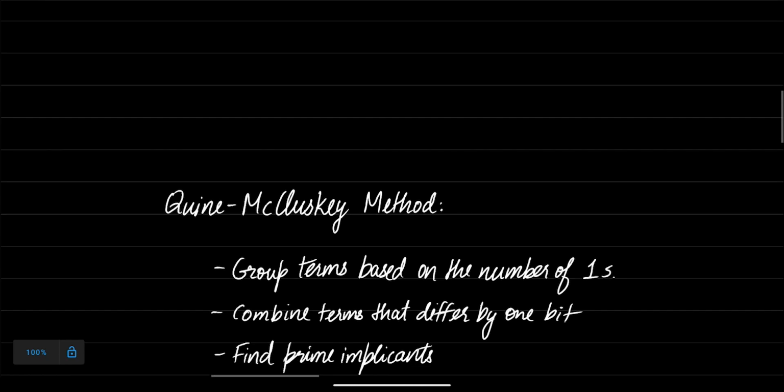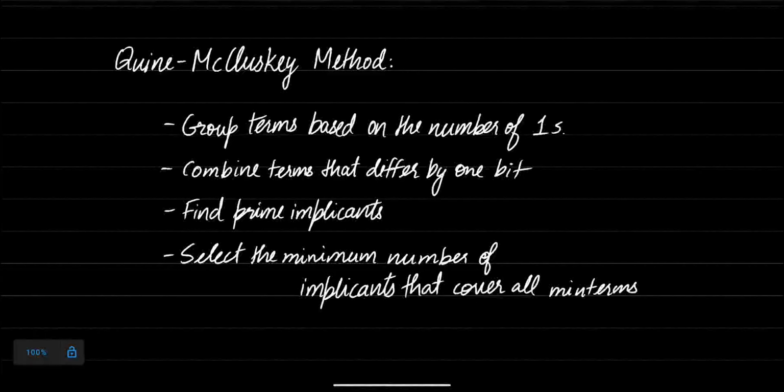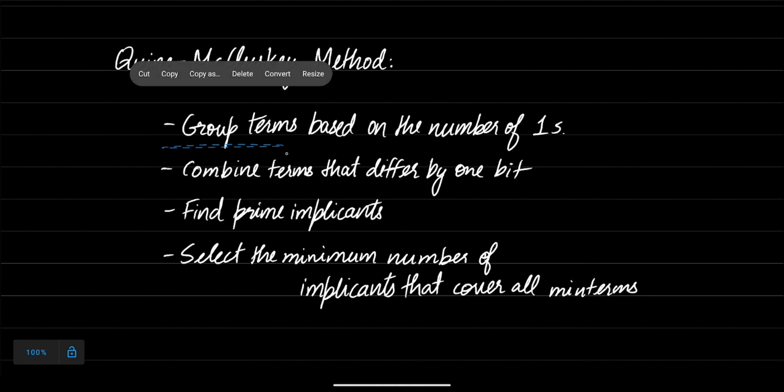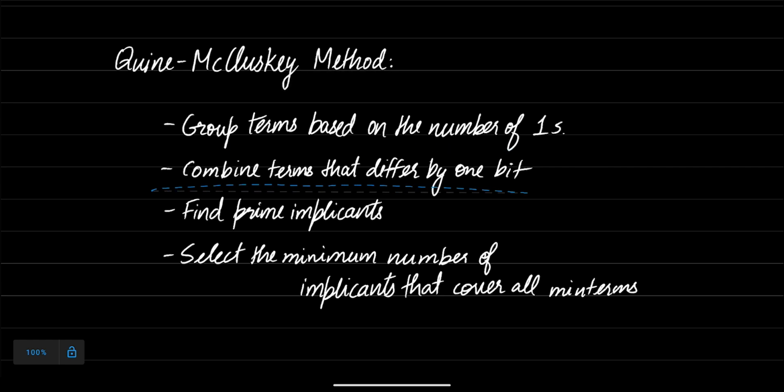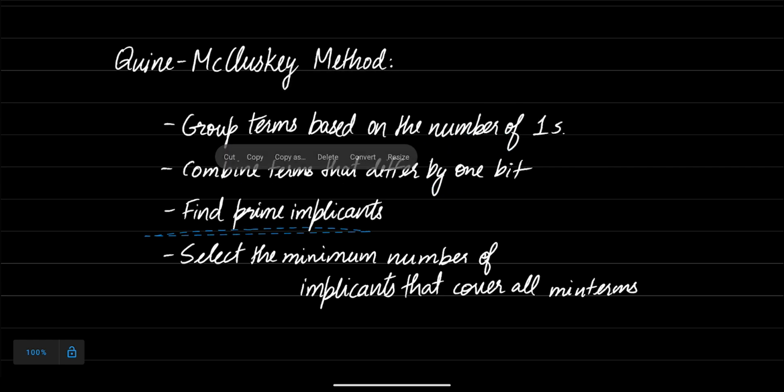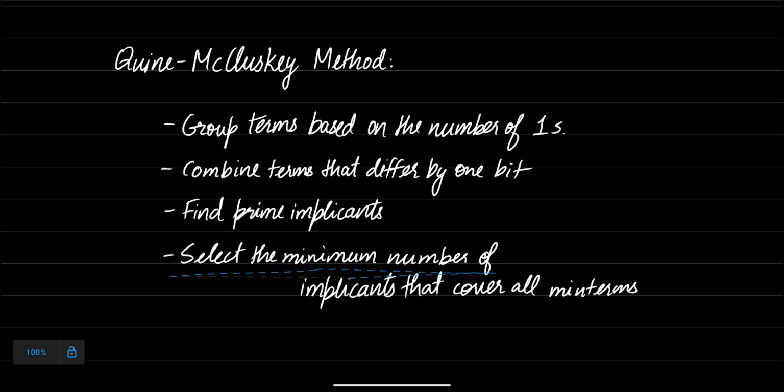Let's start by looking at the procedure. Now, these steps will get more apparent as we actually try and solve a question, but here's a brief overview of what we're going to be doing. We group terms based on the number of ones, we combine terms that differ by 1 bit, we find prime implicants and select the minimum number of such implicants that cover all the minterms.